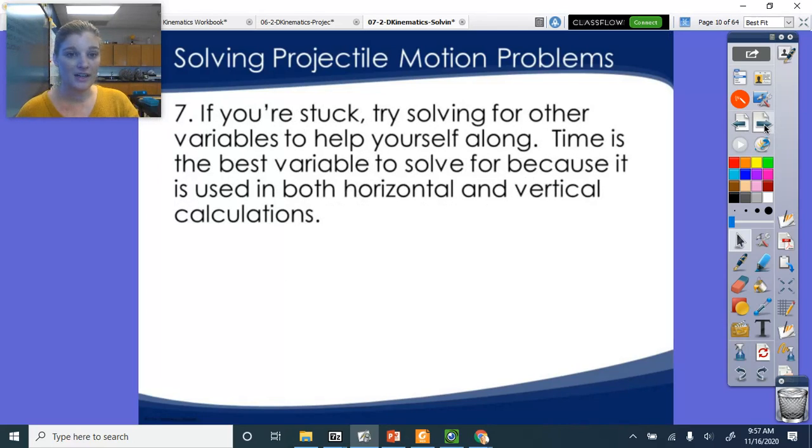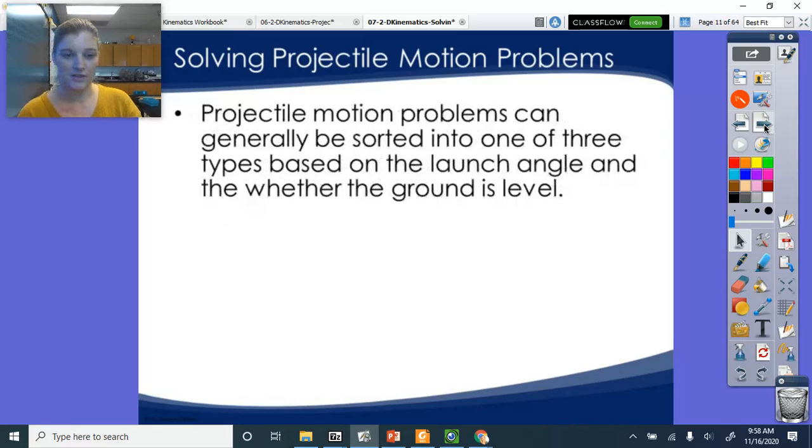And then if you're stuck, just try solving for something else to help yourself along. So don't get your mindset on a specific order you have to solve for variables. Sometimes you have to kind of puzzle piece it together and start from another end. And the time is always going to be the best variable to solve for because you can use it for horizontal or vertical calculations.